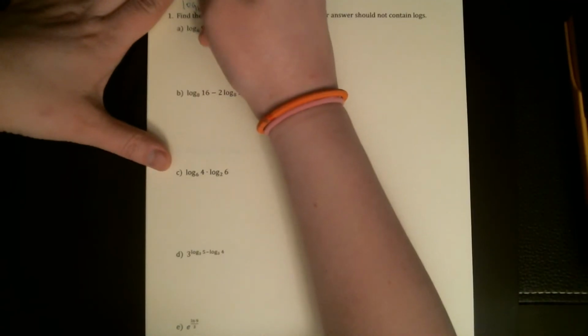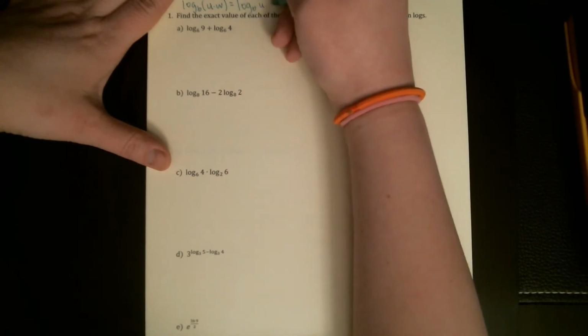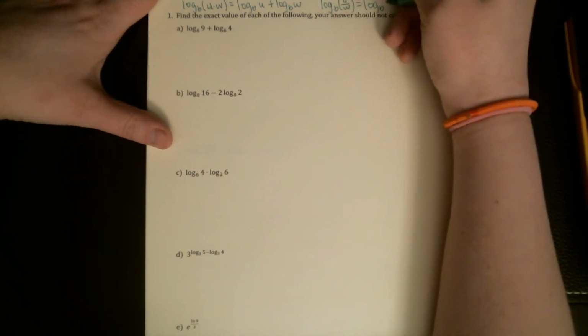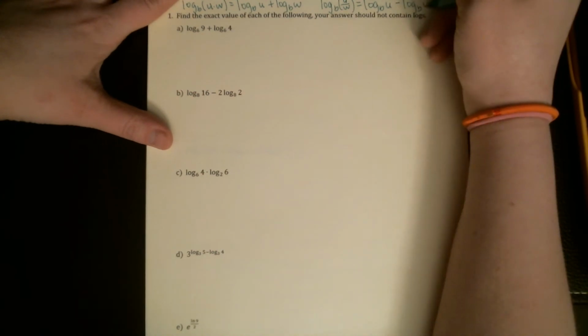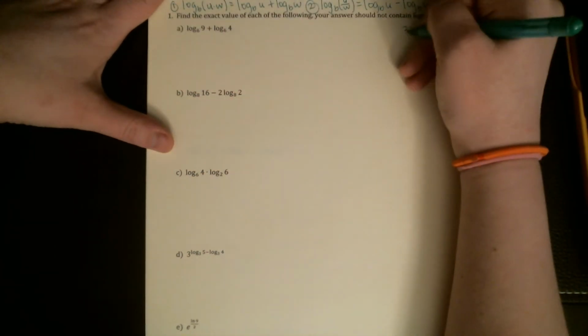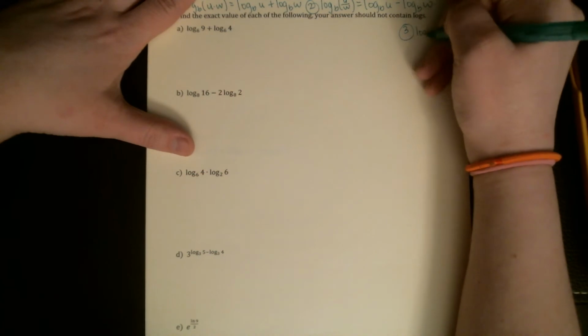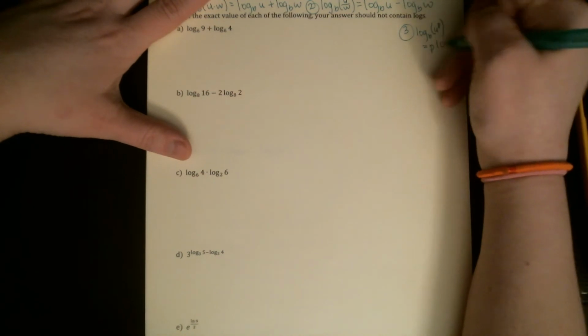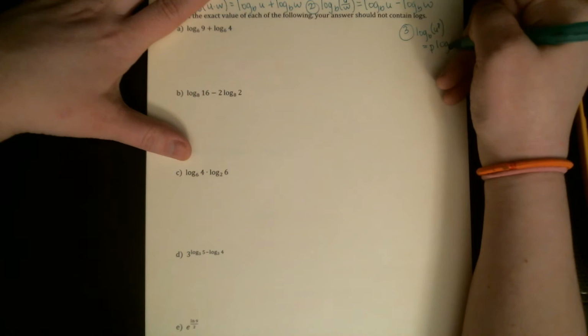Okay, so first one, and let's see if we remember our properties. I'll write them up at the top: the log base b of u times w is equal to the log base b of u plus the log base b of w. So that's property number one. Property number two says if you have the log of a quotient, it's the difference between logs, log base b of u minus log base b of w. Property number three says that the log of something with a power is equal to the power multiplied by the log base b of u.